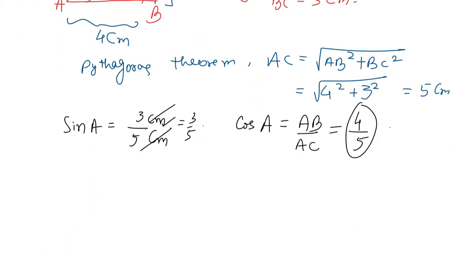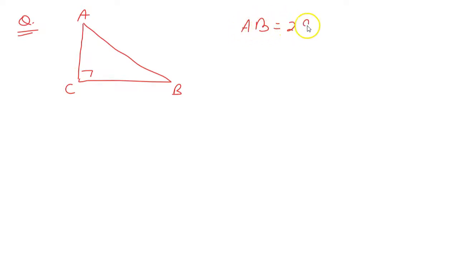Let us consider another question. So here, consider a triangle ACB, right angled at C, of course. Now it is given that AB is 29, BC is 21 units, and angle ABC is given out to be theta.